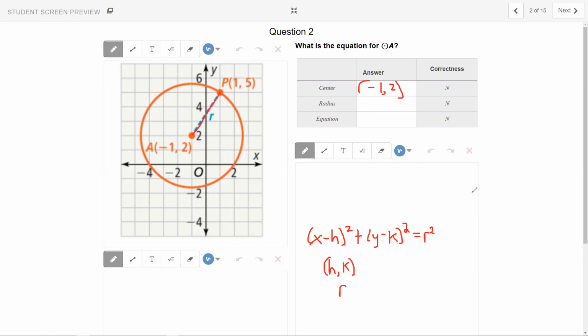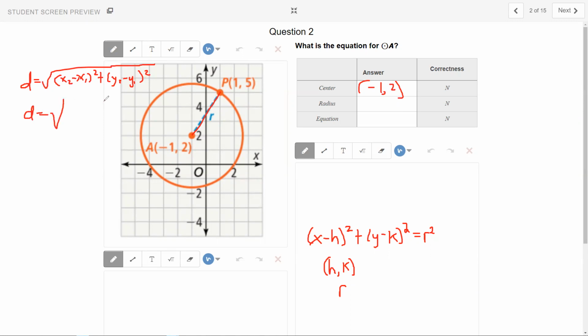So we need to use our distance formula. Right, so our distance formula is the square root of the change in x squared plus the change in y squared. So that's x2 minus x1 squared plus y2 minus y1 squared. Okay, so we're finding the distance between the center of the circle and a point on the circle.